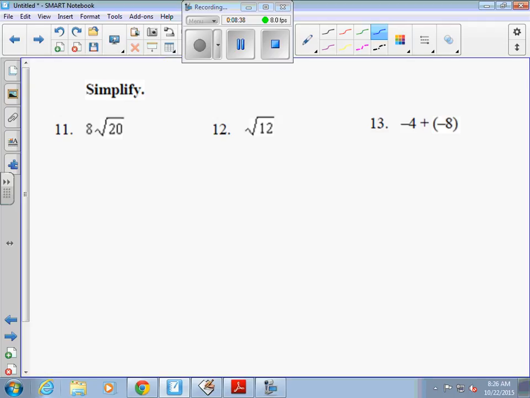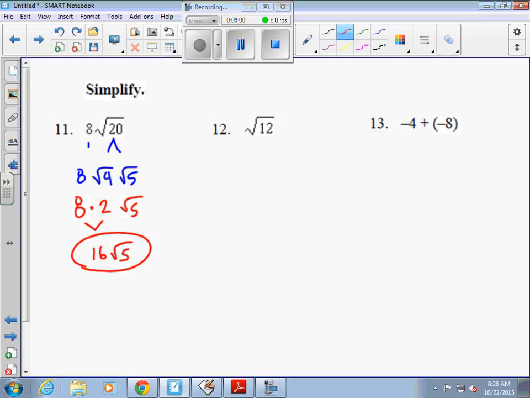Simplifying these, 8 times the square root of 20. You have to separate this, square root of 4, square root of 5. Don't forget to bring this 8 down. This is where people forget. So it's 8 times the square root of 4, which is 8 times 2 times the square root of 5. 8 times 2 is 16 square root of 5.